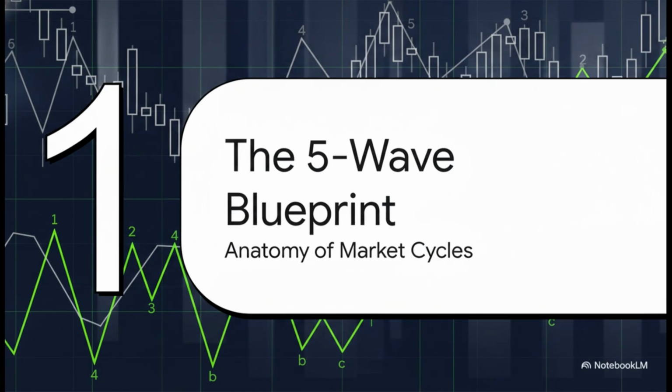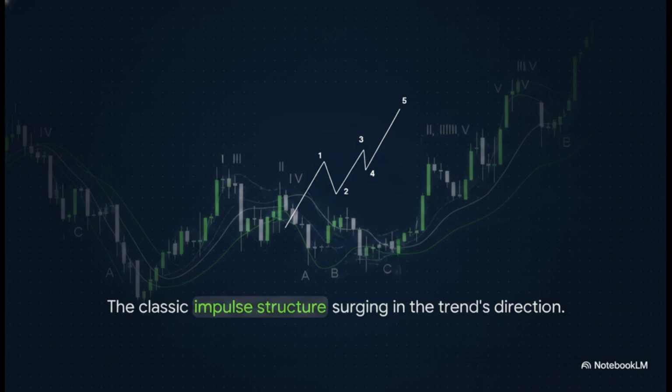All right, section 1, the 5-wave blueprint. So the core material tells us that financial markets basically unfold in this repetitive pattern. 5 waves up, followed by 3 waves down, making up one complete cycle. What we've got here is the classic impulse structure, just surging right along with the trend. You can see it clearly, right? 1, 2, 3, 4, and 5. This 5-wave sequence, this is your roadmap. It literally tells you exactly where you're sitting in the current market cycle.